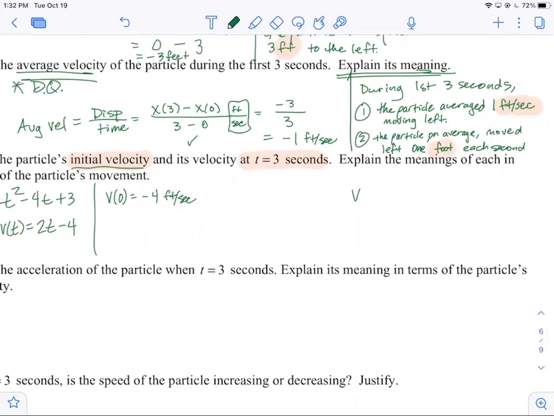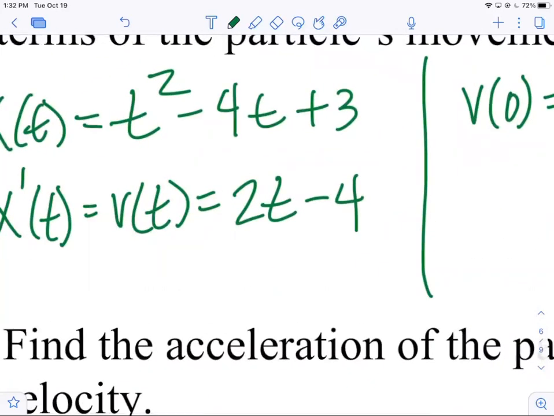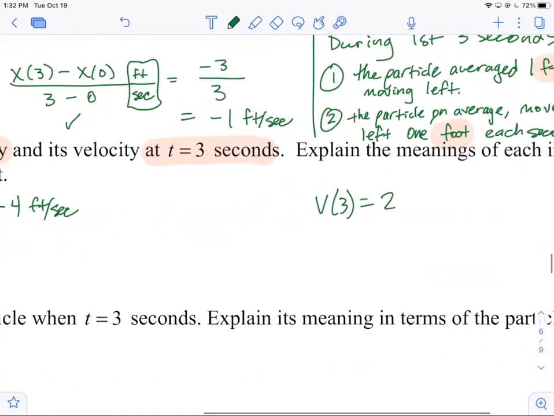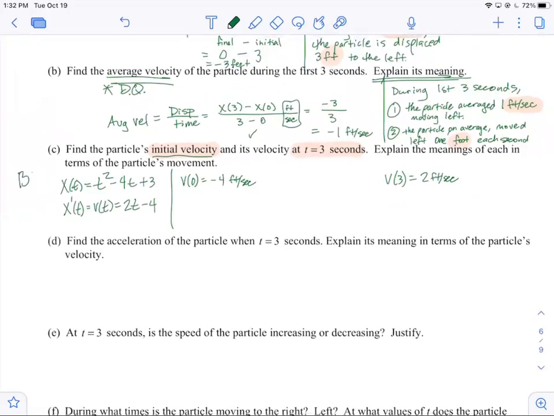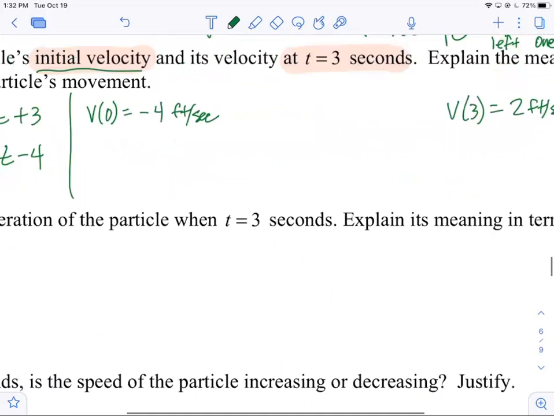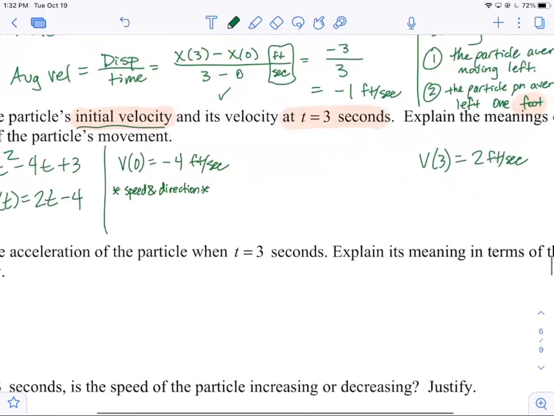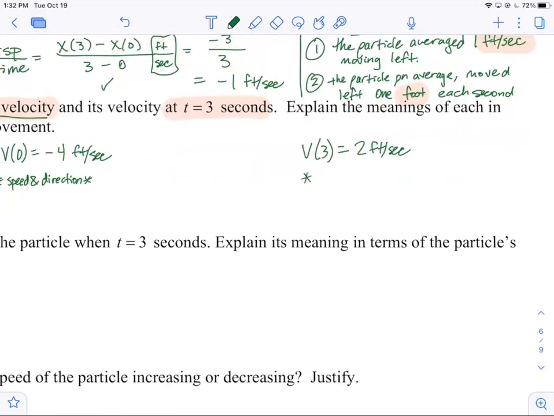So let's come over here now and do v of 3. V of 3, when you plug it into our derivative equation, is 6 minus 4, which is 2 feet per second. Okay, good. We should probably put BOTC here. Now to explain it, again, I'm going to explain them each differently. I'm going to explain this one in terms of the speed and direction. And again, the instructions will tell you which one to use. And I'm going to explain this one in terms of the position.